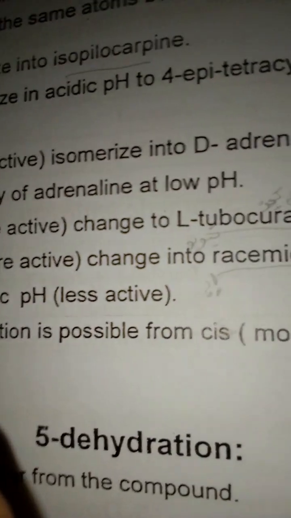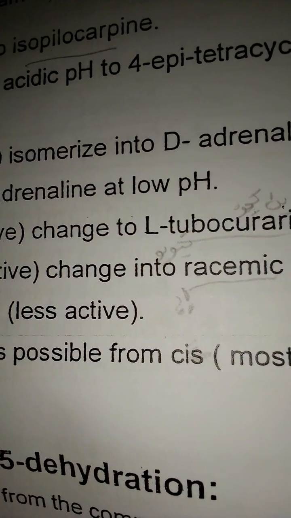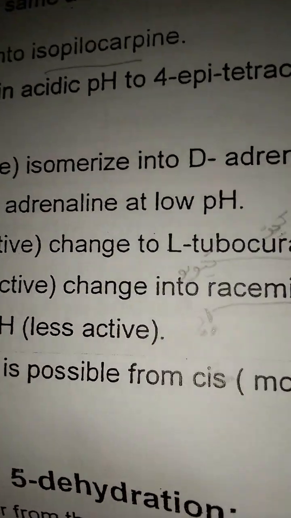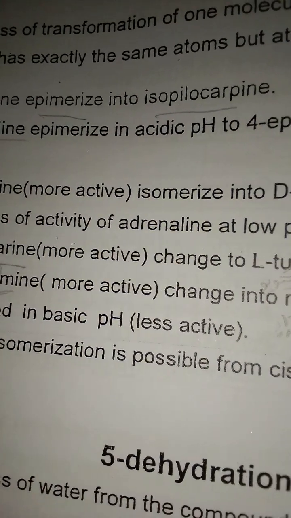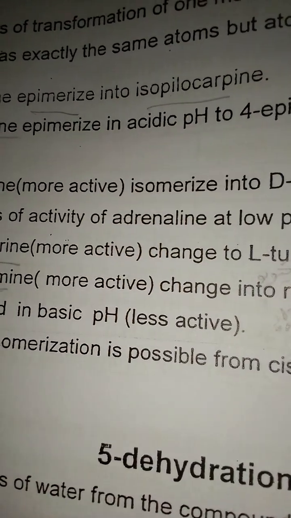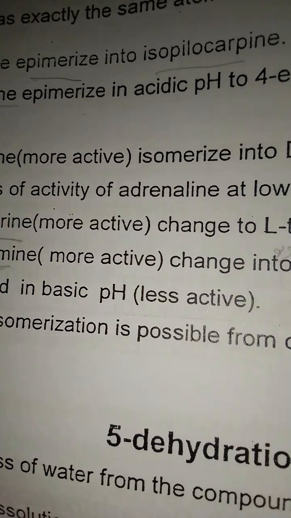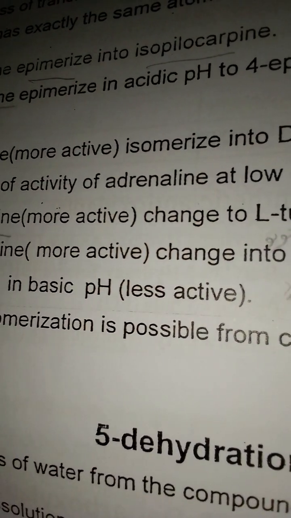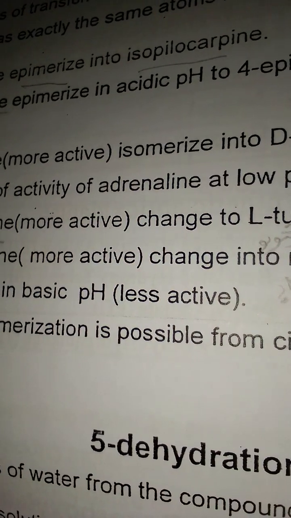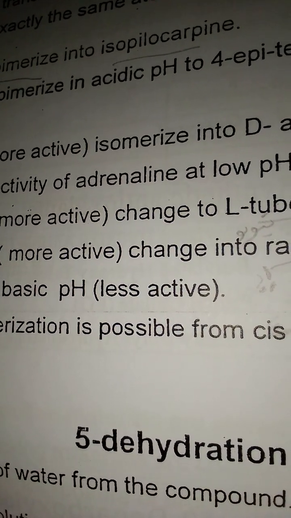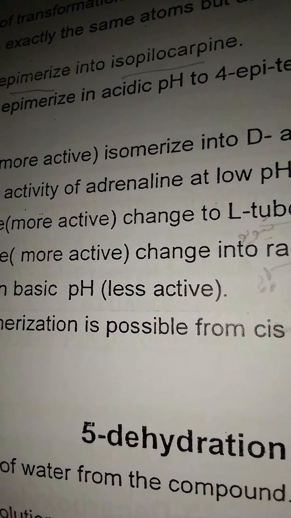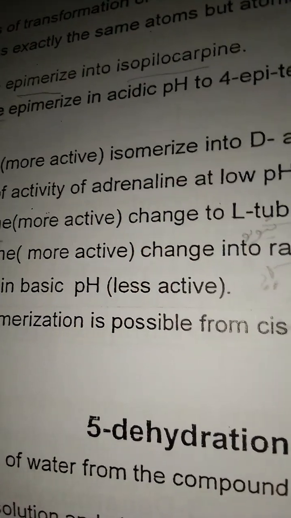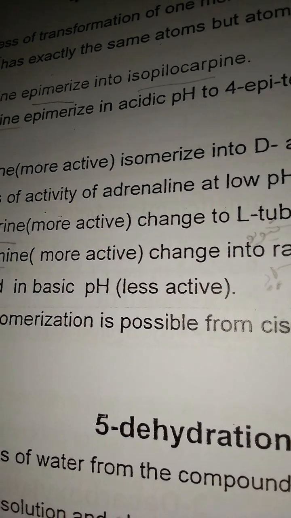Isomerization: the process of transformation of one molecule into another molecule which has exactly the same atoms, but the atoms are rearranged. Pilocarpine epimerizes into isopilocarpine. Tetracycline epimerizes in acidic pH to 4-epitetracycline, which is toxic. L-adrenaline, more active, isomerizes into D-adrenaline, less active. Loss of activity of adrenaline at low pH.